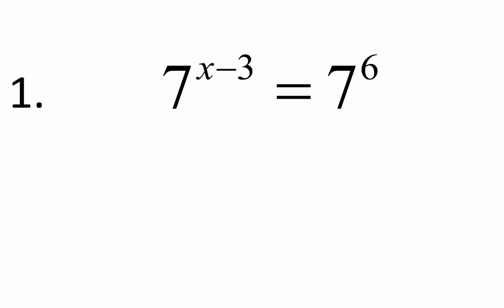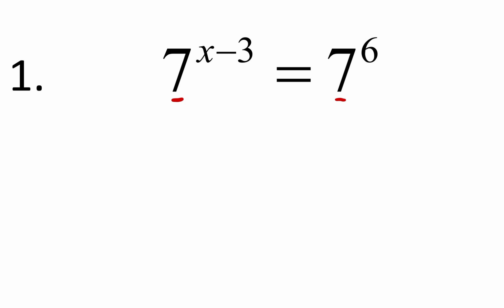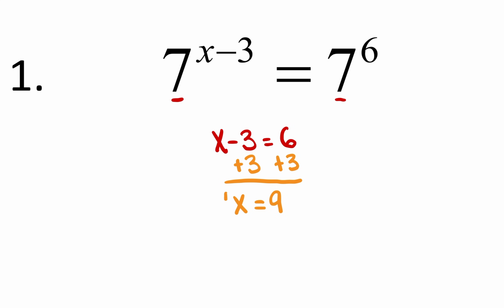Okay, for this equation, we notice that the bases are the same. If the bases are the same, we can set the exponents equal to each other. So we have x minus 3 is equal to positive 6. We will then isolate for x by adding 3 to both sides. This will leave us with x is equal to positive 9. Let's go ahead and box our solution.